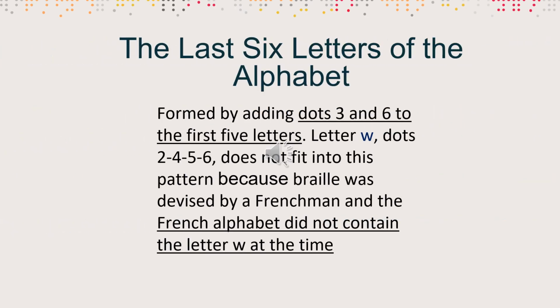At this point, let us move on to the last 6 letters of the Braille alphabet. 5 of these last 6 letters are formed by adding dots 3 and 6 to the first 5 letters. Letter W, dots 2-4-5-6, does not fit into this pattern because Braille was devised by a Frenchman and the French alphabet did not contain the letter W at the time.